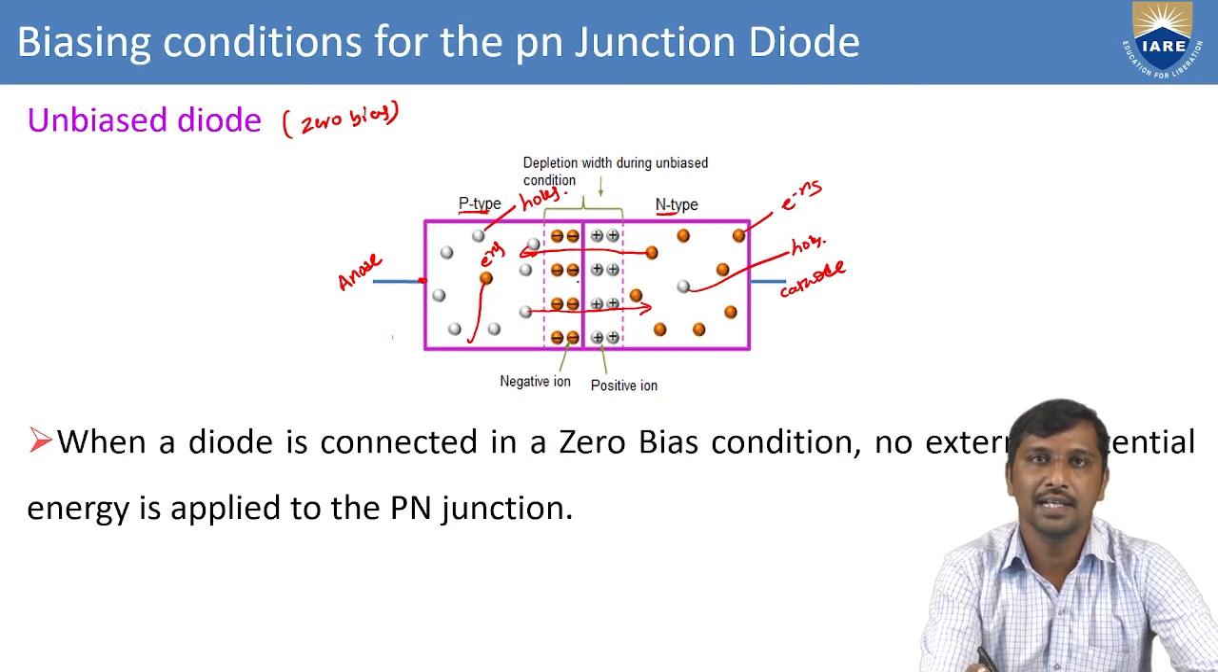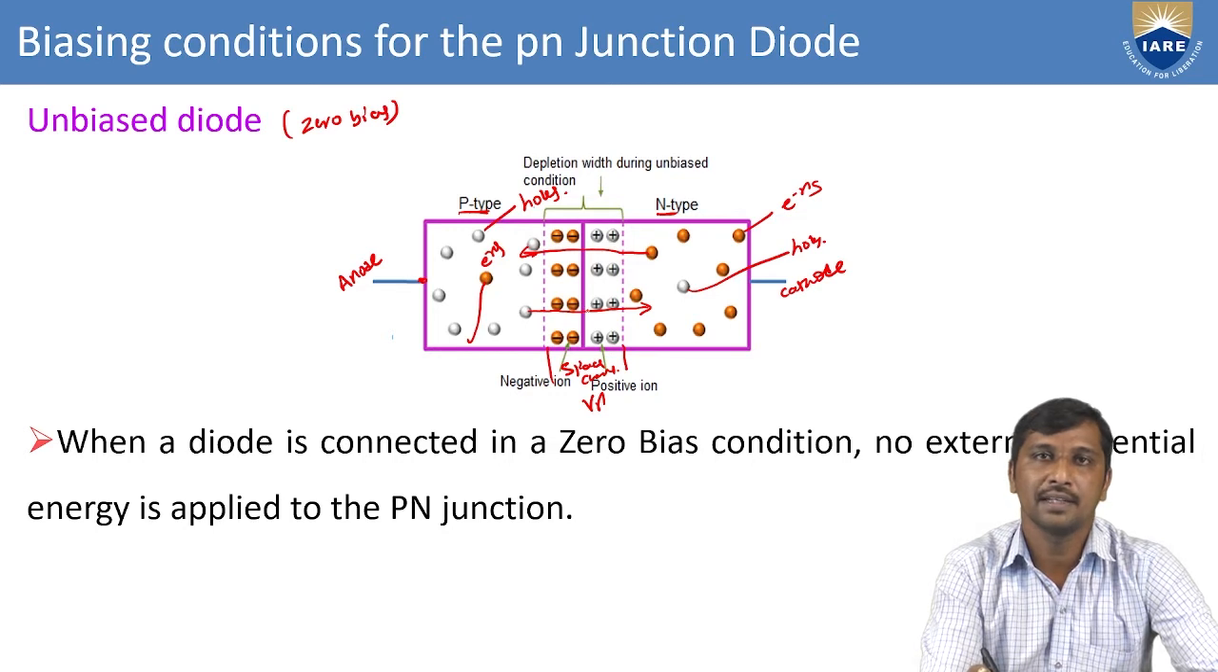So under this unbiased condition, it creates a depletion region, also called the space charge region. And this space charge region is nothing but a potential barrier, represented here as V gamma. So if you want to make conduction, we need to break this potential barrier. Then the charge carriers move from one region to another region to generate the flow of conduction across this PN junction.